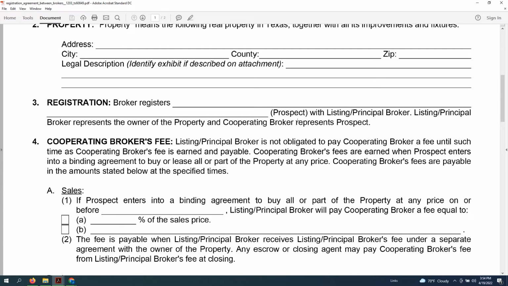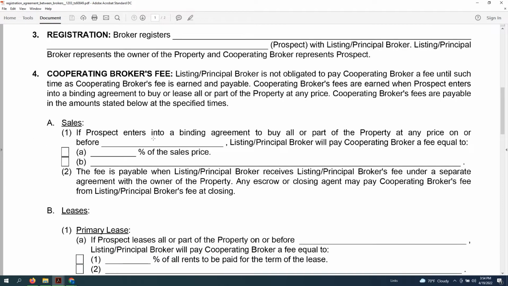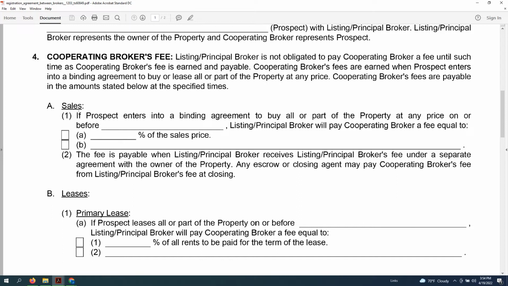This is the prospect. This is your buyer or tenant here. This is your client or customer. That's where you would put them in this line here: Johnny or Susie buyer, Johnny or Susie tenant. The fees here, so for sales, this breaks down how it pays.